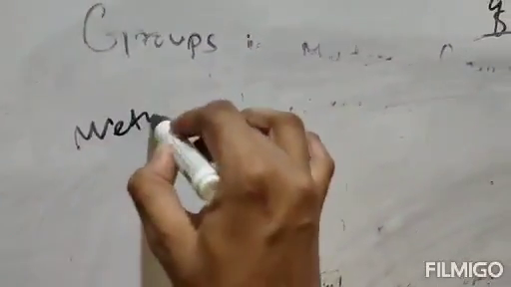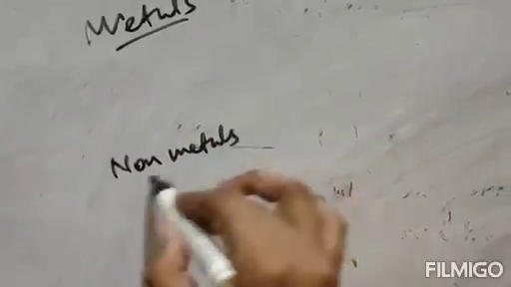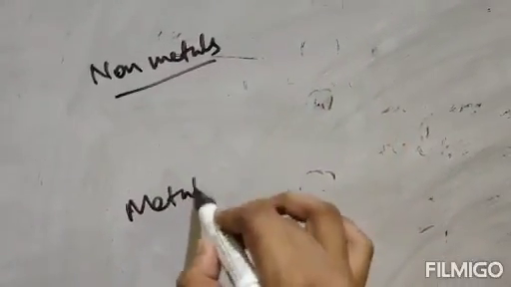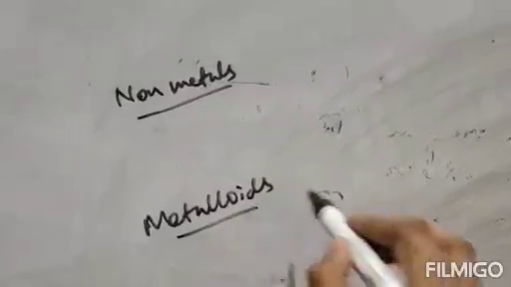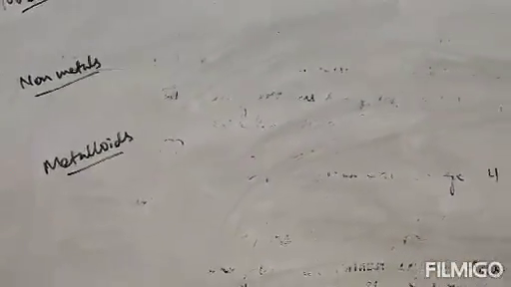Next, last topic, that is metal, non-metal and metalloid. The modern periodic table is also classified on the basis of 3 concepts: number 1 is metals, number 2 is non-metals and number 3 is metalloids.